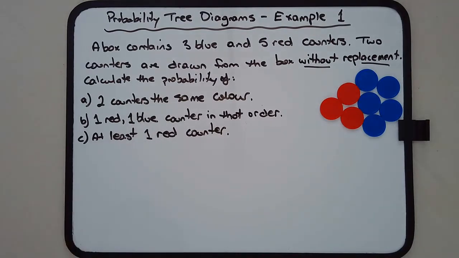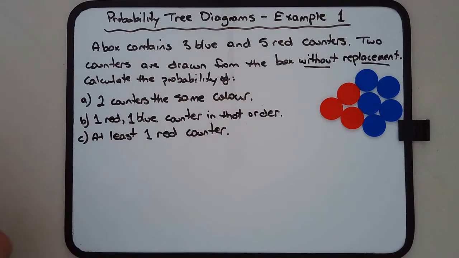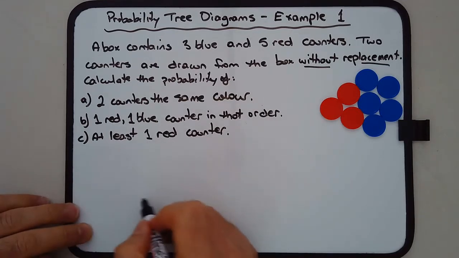So what we're going to do is draw a tree diagram, and then we're going to actually put the probability of each of the outcomes on the various branches, and then determine the final probability of getting the various combinations of red and blue counters. Okay, so let's start off, and actually I might just enter it here.